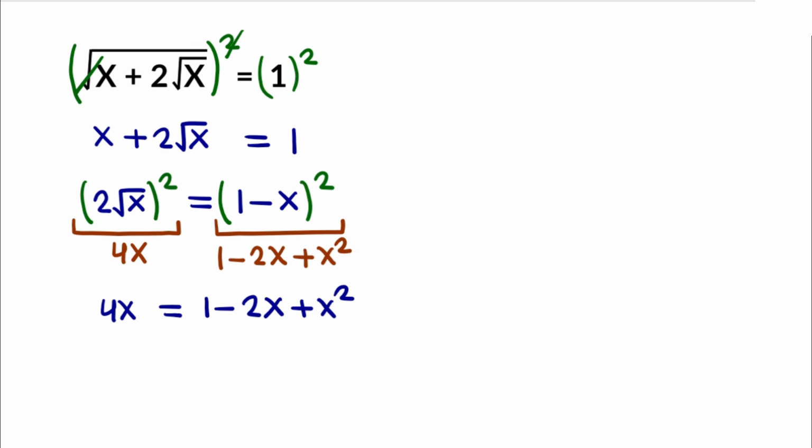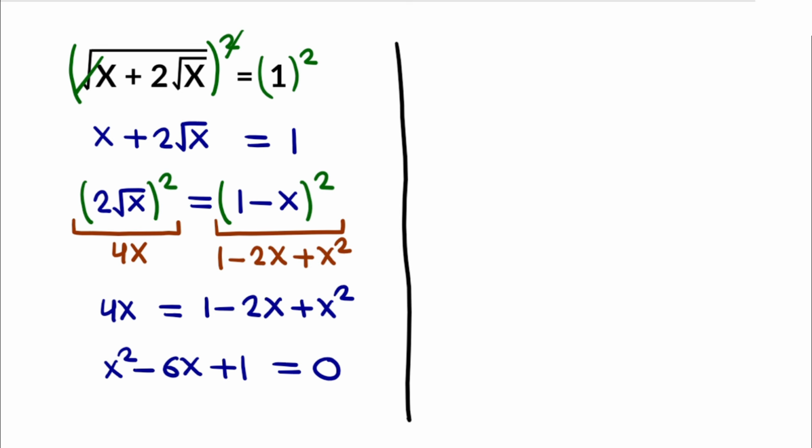Let's move everything to one side. Subtract 4x from both sides. That gives us x squared minus 6x plus 1 equals 0. This quadratic does not factor nicely, so let's use completing the square. Move the constant to the other side first. We get x squared minus 6x equals negative 1.